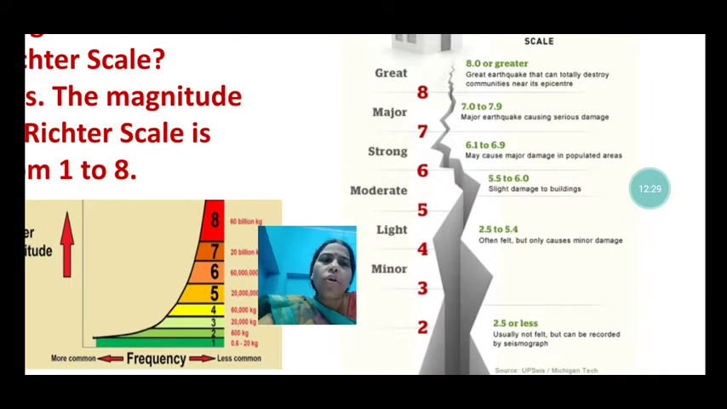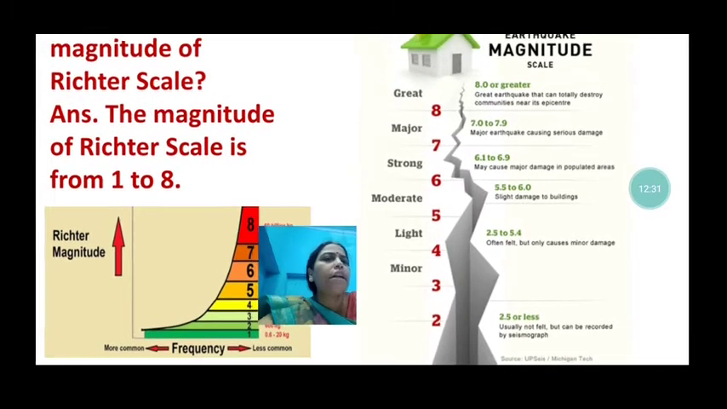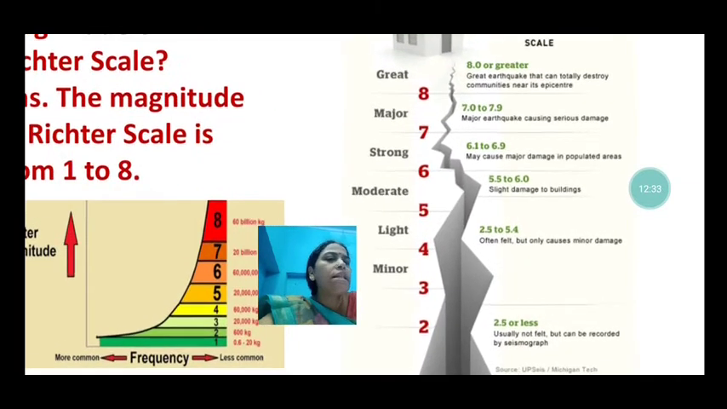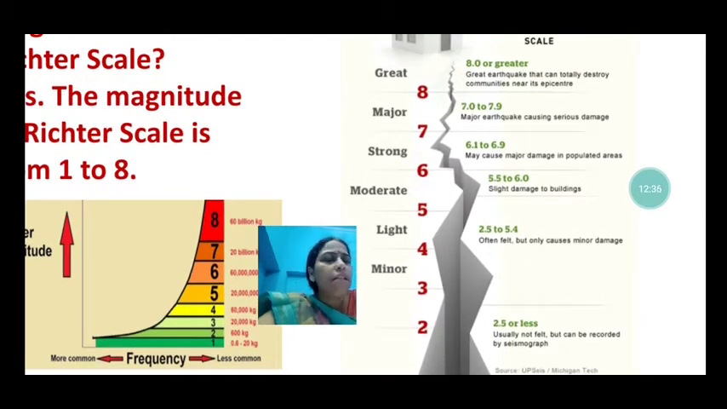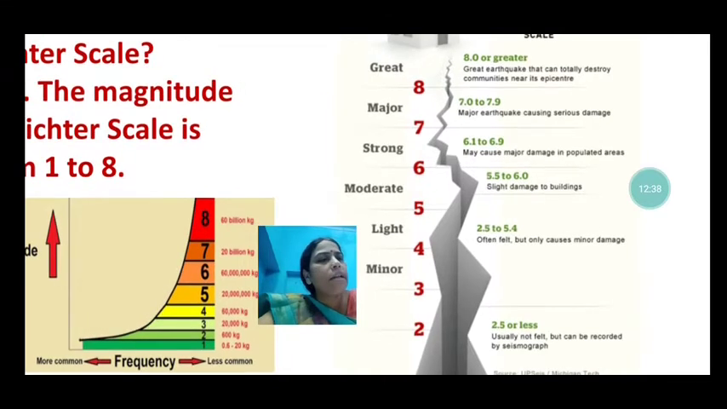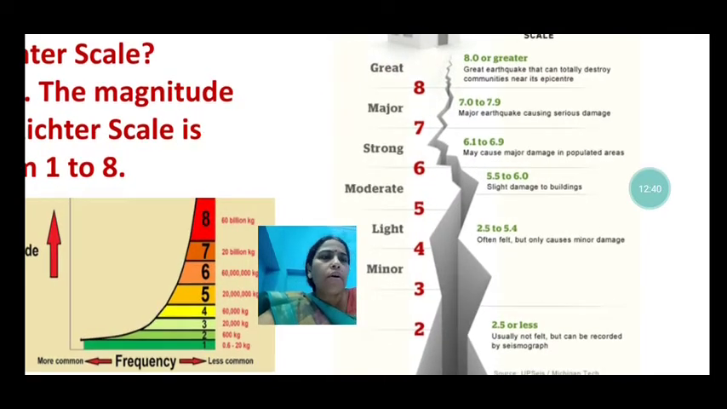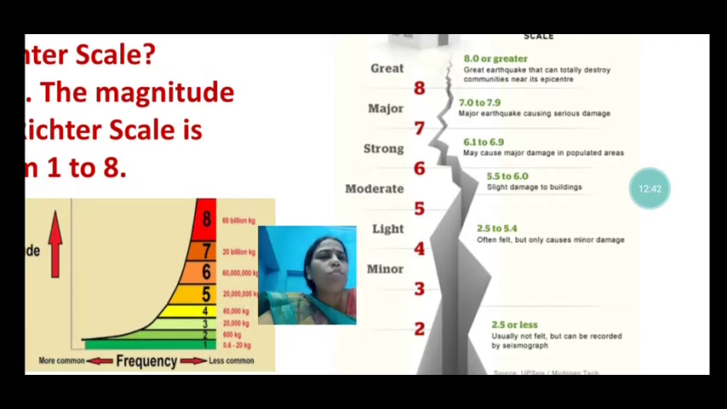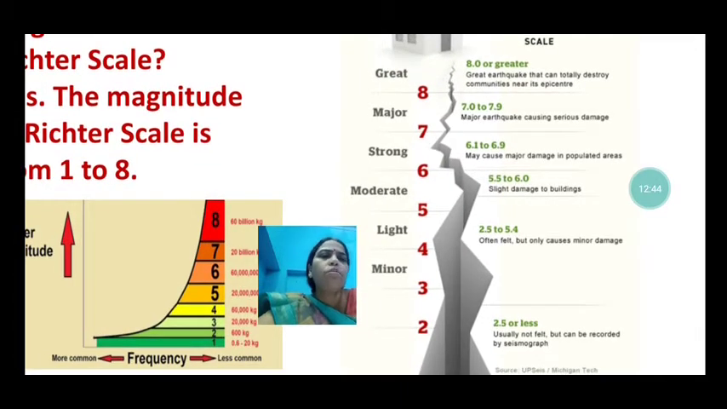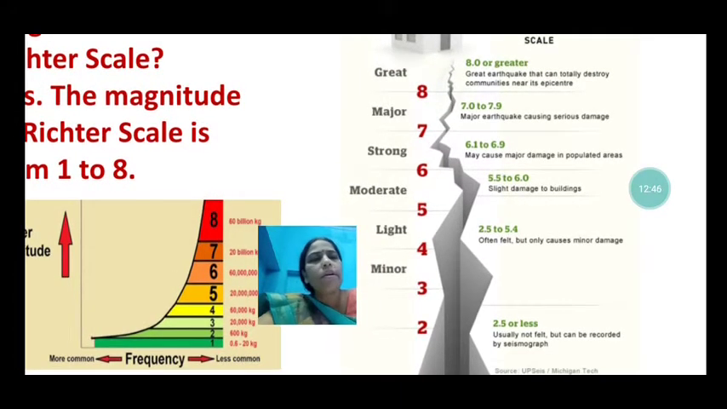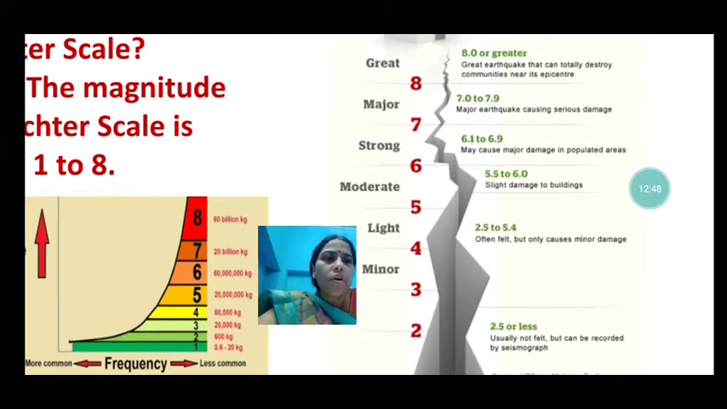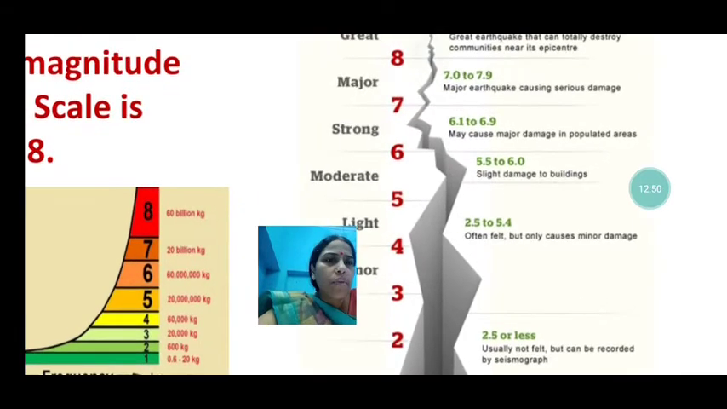Up to 2.5 or less, when the reading of the Richter scale is 2.5 or less and there is an earthquake, it is not felt, but it can be recorded by the seismograph. About the seismograph, we will see what it is. The seismograph records the intensity of the earthquake.